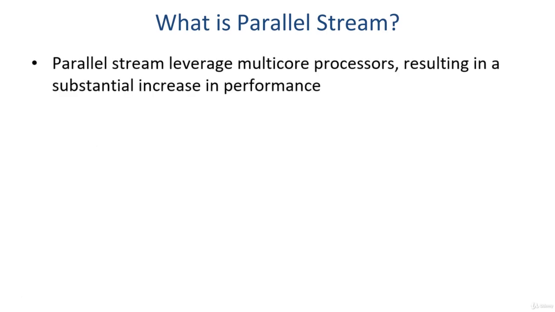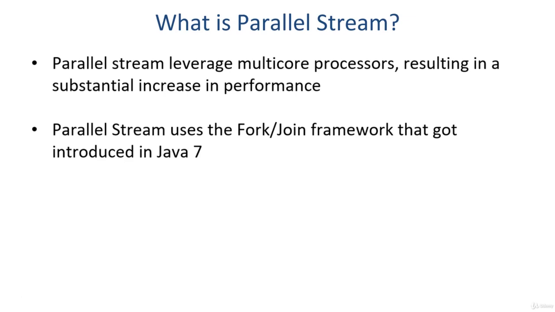Parallel streams leverage multi-core processors, resulting in a substantial increase in performance. Parallel programming is complex and error-prone. However, the Java Stream library provides the ability to do it easily and in a reliable manner. A parallel stream uses the fork join framework that was introduced in Java 7.